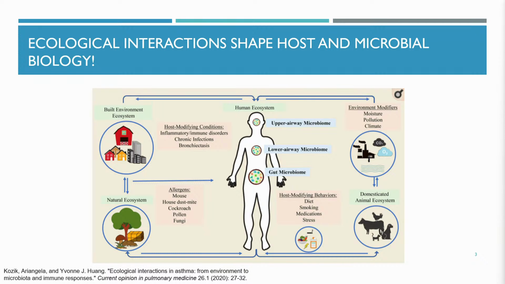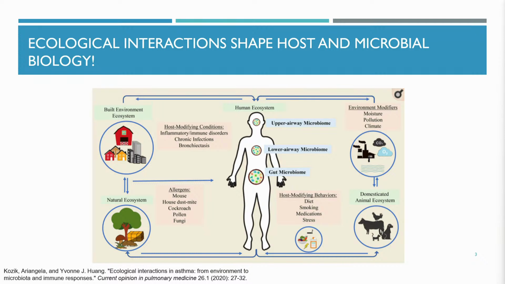So that's the built-in environment. The built-in environment consists of things that we, the host, can modify. Host modifying behaviors include diet. That's one of the number one things that can influence the microbial populations in our body. Smoking, taking medications like antibiotics that we've talked about multiple times, will kill bacteria and disrupt those interactions. Stress is a big deal. We talk about stress as this thing that isn't physical to the touch necessarily, but it 100% can affect your physiology and your microbiome and your health. Those are all host modifying behaviors.